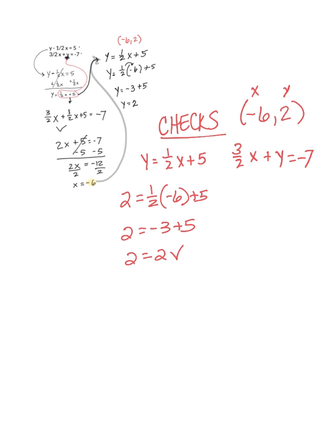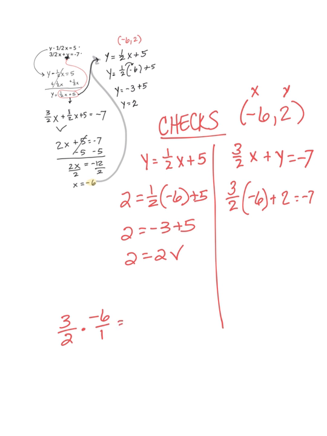But, you know, that only proves that this point is on my first line. I have to prove it's on the other line too. So let's do that. 3 halves times x, which in this case is negative 6, plus y, which is 2, should equal negative 7. All right, let me do this down here. 3 halves times negative 6.